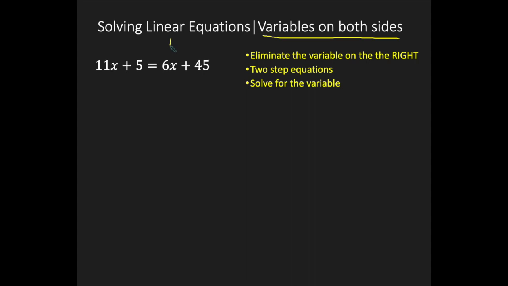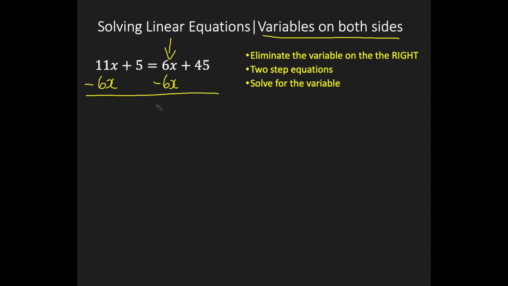So the variable on the right, and I'm going to draw this arrow, is my 6x. And I have to eliminate it. So I'm going to do the opposite. This is a positive 6x. The opposite would be minus 6x. So I'm going to do that here on the right. And then on the left, I'm going to put minus 6x under the 11x because they're related. They both belong to the family of x's. So you have to put like terms with like terms.